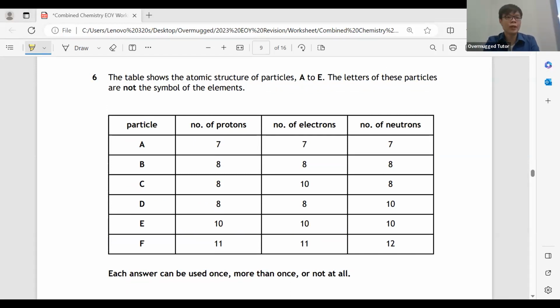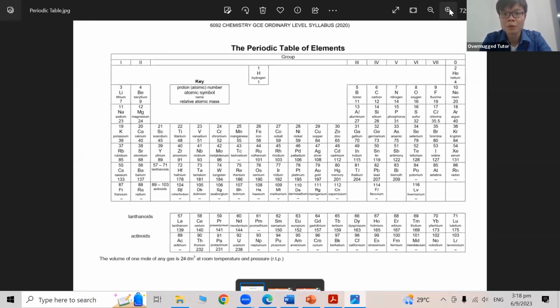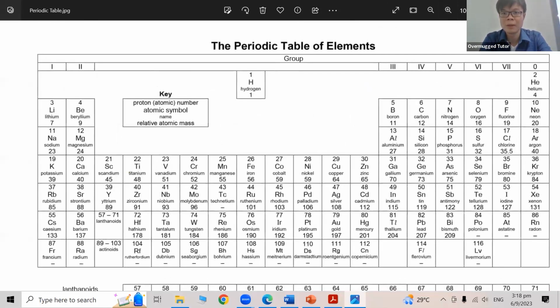So for those of you that want to refer to the periodic table, you can, because you are given the number of protons. Okay. I think most of you have the worksheet, I'll just put the periodic table here. Okay. Then you can find. Okay, proton number 7, 8, 10, 11, what are they?